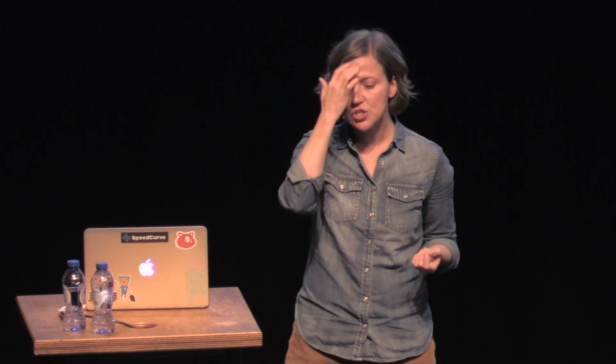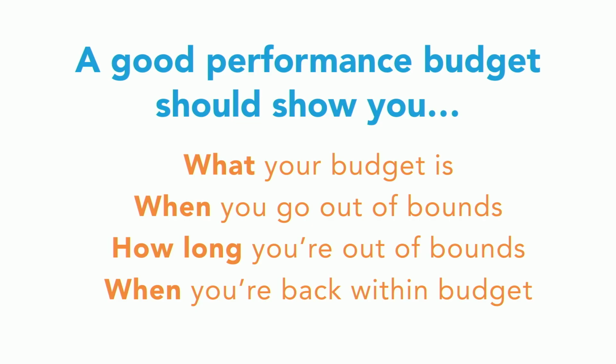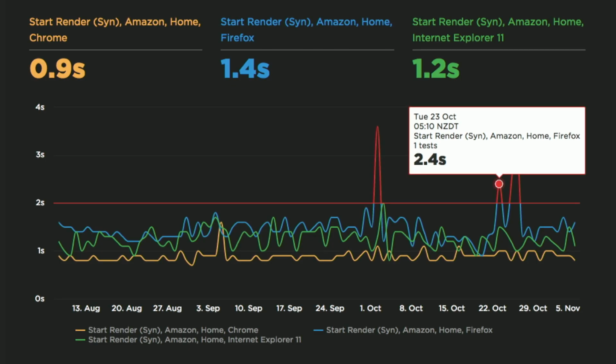So a good performance budget should show you what your budget is, when you go out of bounds, how long you've been out of bounds, and then ideally when you come back within bounds. So what that could look like is this. This is a performance budget for Start Render for Amazon, where I set the threshold for 2 seconds, which is, I think, a healthy goal.